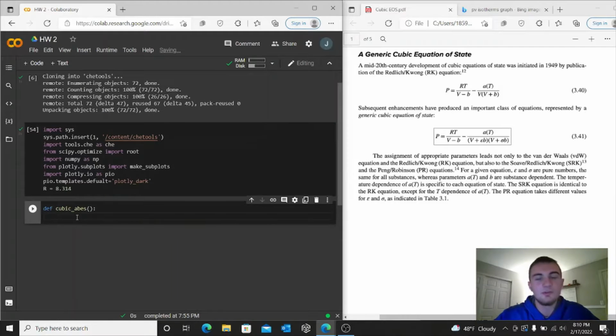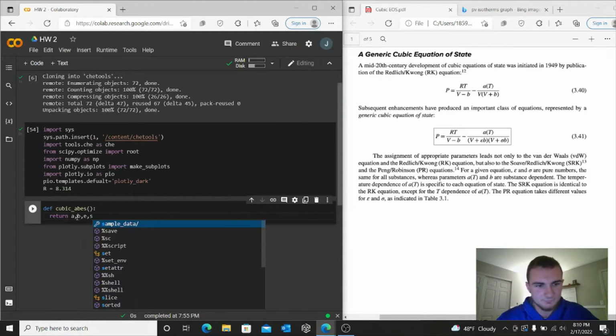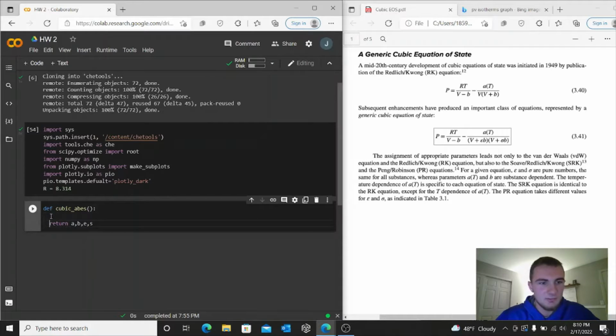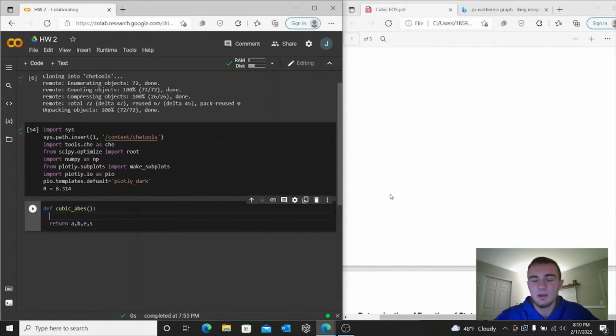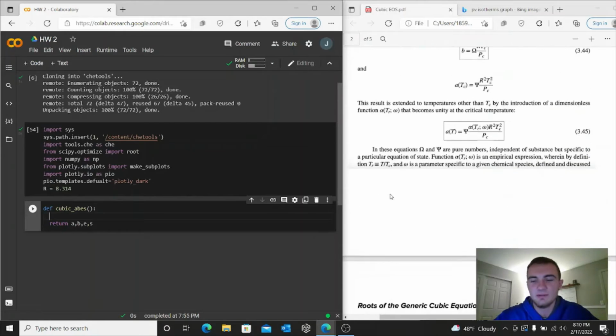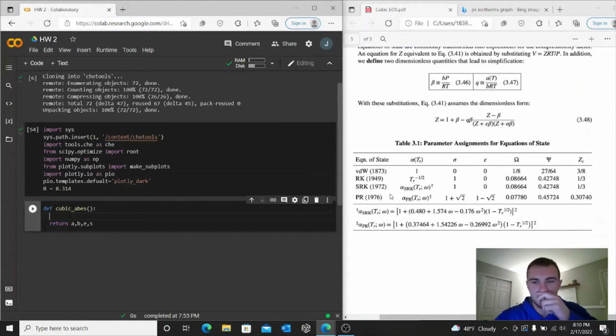What we'll want to do here is obviously return our parameters, so we can write that in already. We'll go A, B, epsilon, and sigma. Now you might ask, how do we go about calculating this A, B, epsilon, and sigma, the parameters for the SRK equation? Well, the SRK equation has its own specific parameters for it. So here you see them down below.